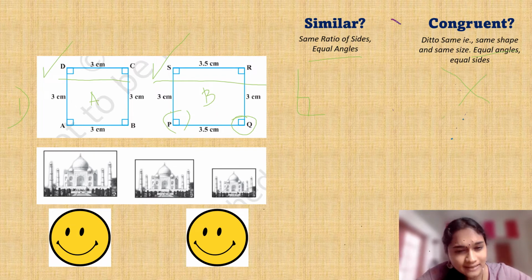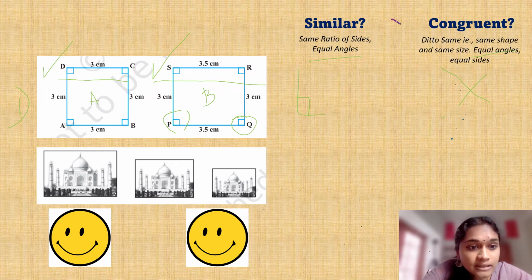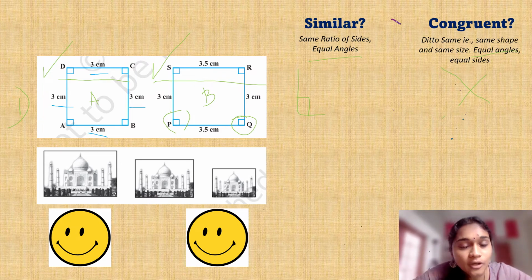Now we have to check, are they similar? To check if they're similar, we have to check whether the ratio of the sides is the same. In the first figure, the ratio of the sides is 3:3:3:3. If you simplify that, you will get 1:1:1:1, right? All of the sides are equal. What do you call this kind of figure? You call it a square, yes, because the sides are equal and the angles are all 90 degrees. A is a square.